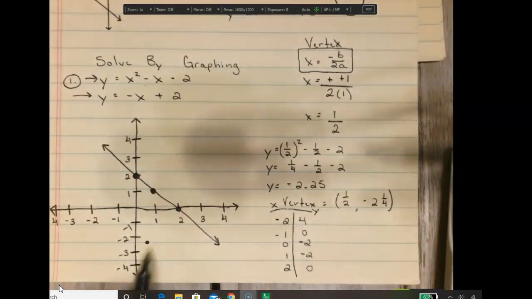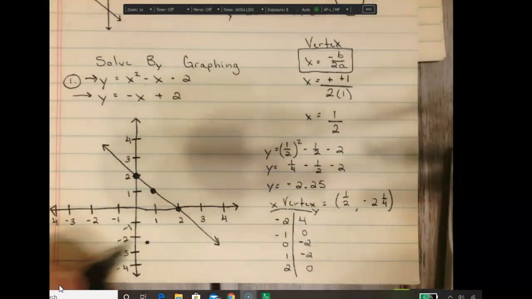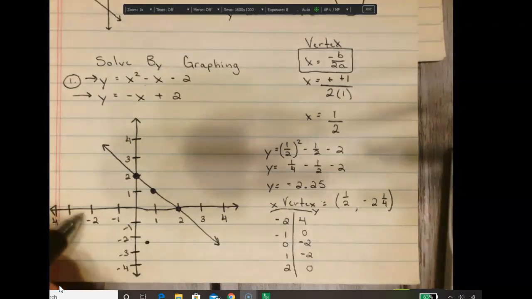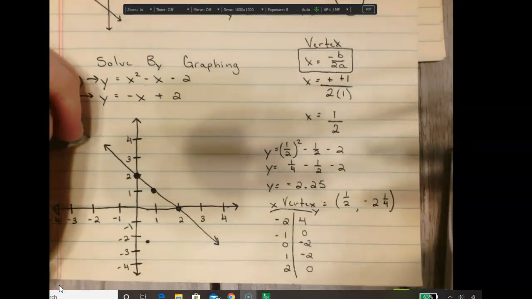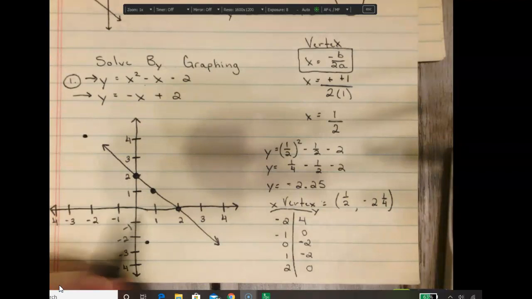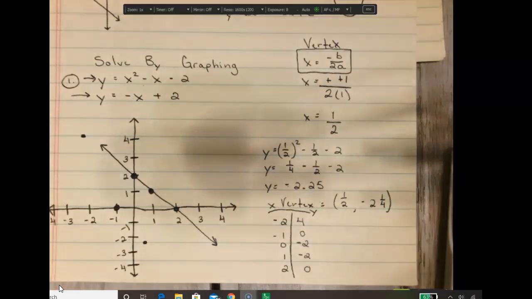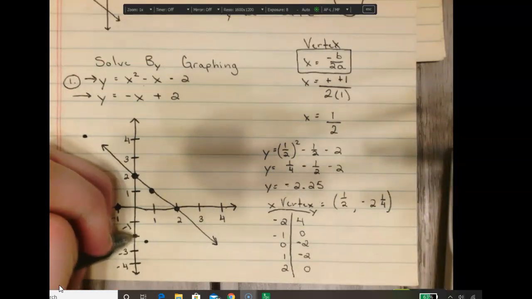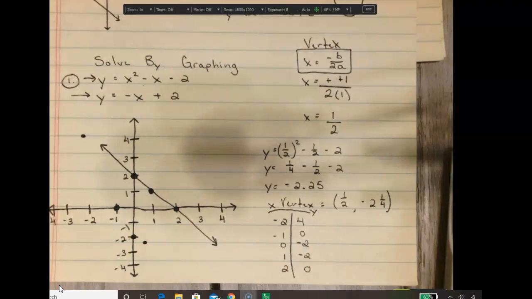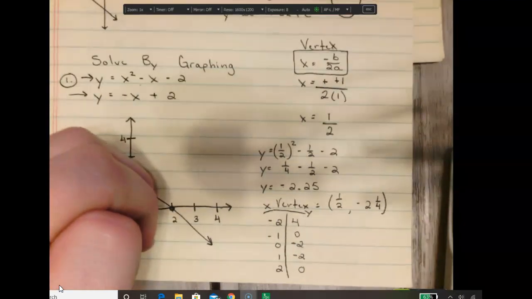I'm going to go through here on my coordinate plane, and I'm going to graph these points. So -2, 4, -1, 0. And if it helps, guys, to graph these in 2 different colors, by all means. If you want to use the same color, that works as well. Whatever works best for you.